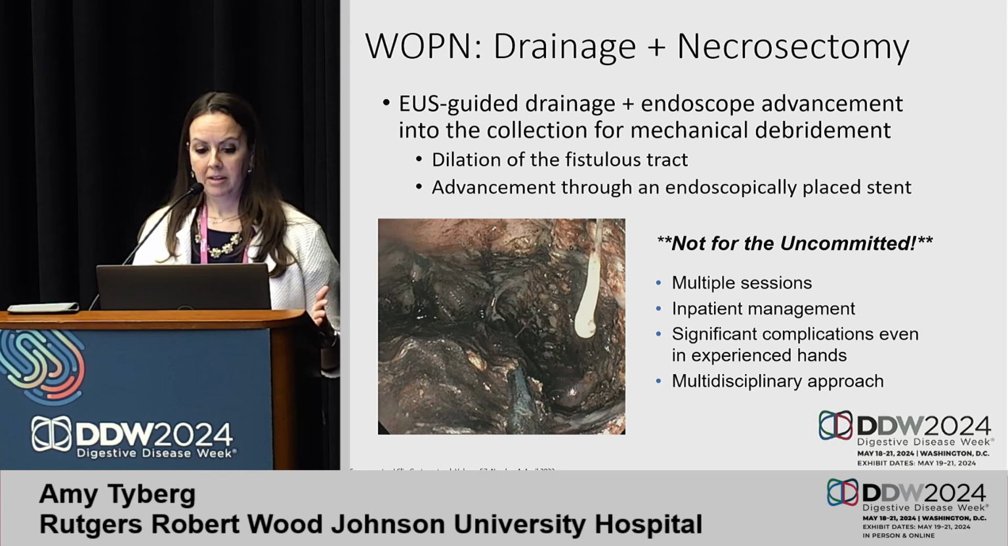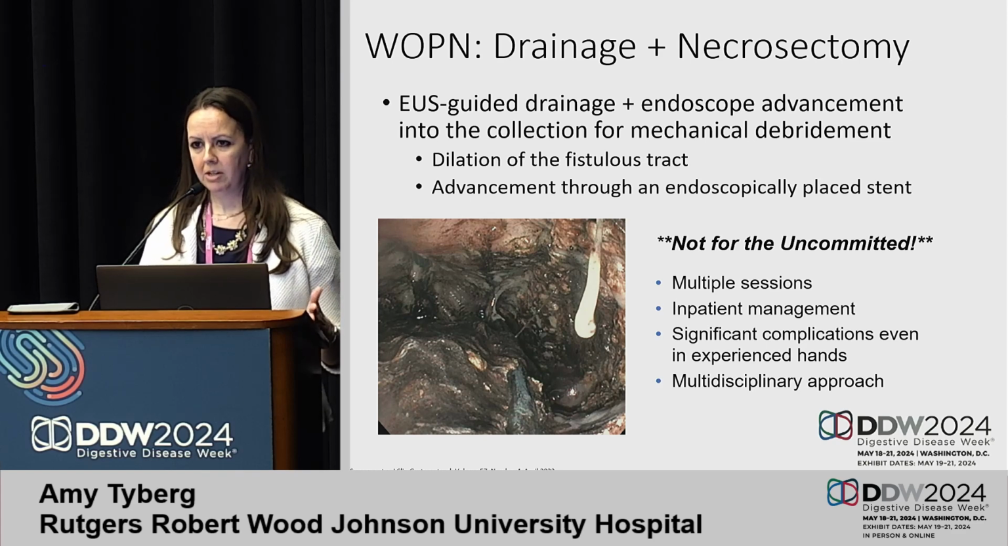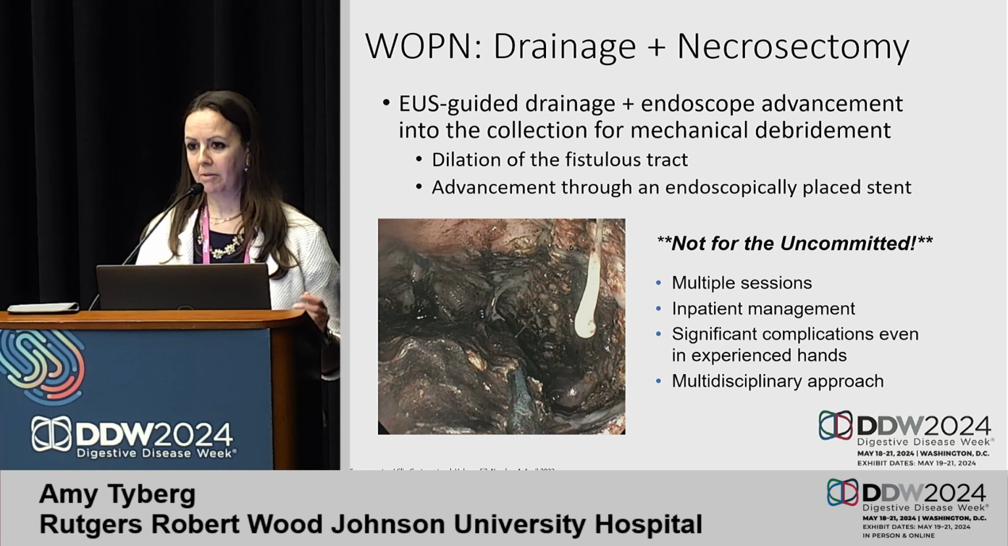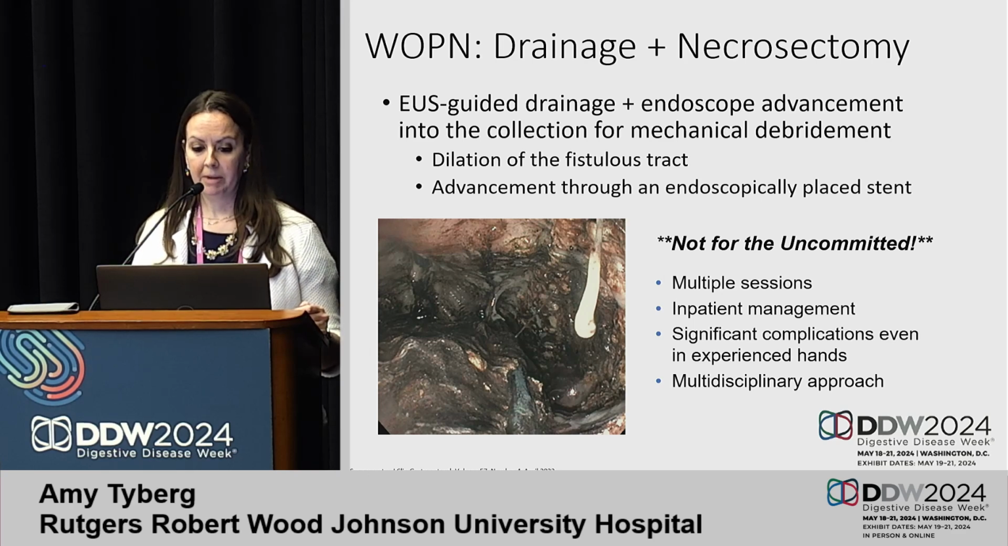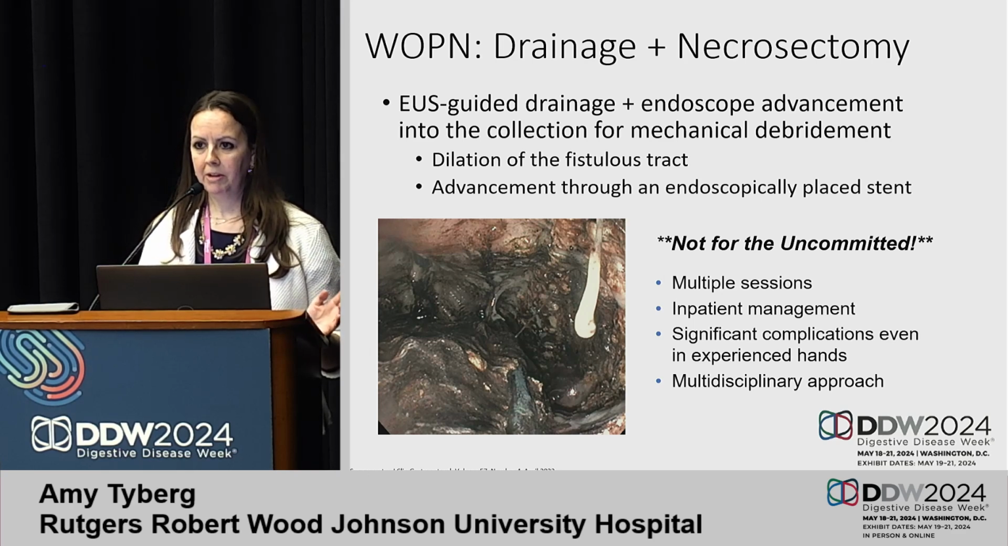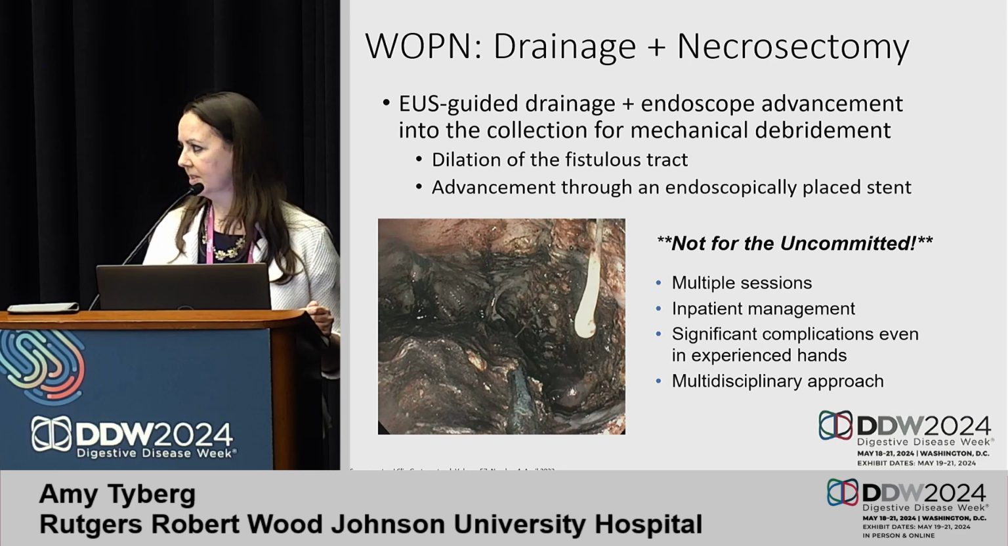And the way that's done is the same type of EUS-guided drainage by placing a stent, but then the additional step of actually taking an endoscope, advancing it into the collection, and mechanically grabbing and removing all the debris in there. And that can either be done by dilating the fistula tract to allow the scope to go in, or nowadays in the era of lumen opposing metal stents, you can actually just pass the scope directly through the stent multiple times and remove the debris piece by piece. And while this sounds relatively simple, it is what we say not for the uncommitted, because it generally requires multiple sessions. These patients have long inpatient courses.